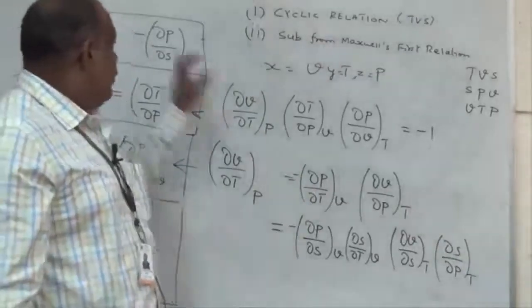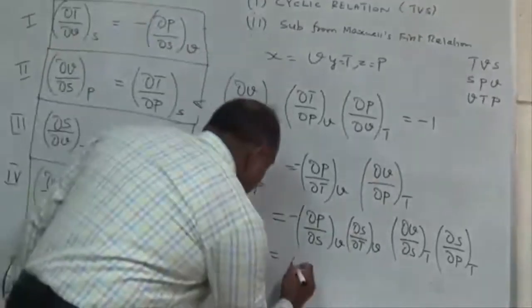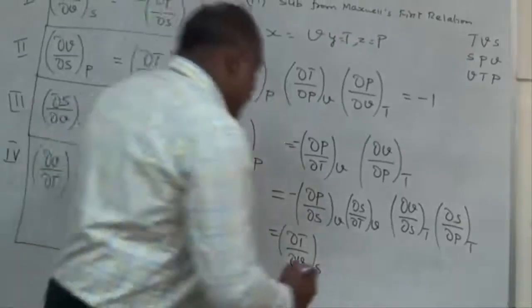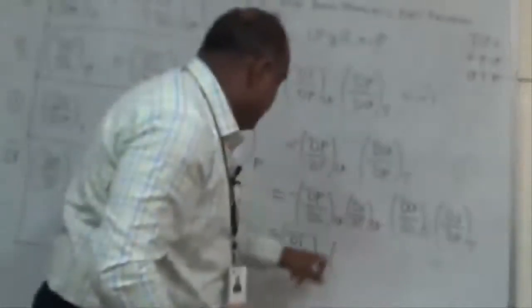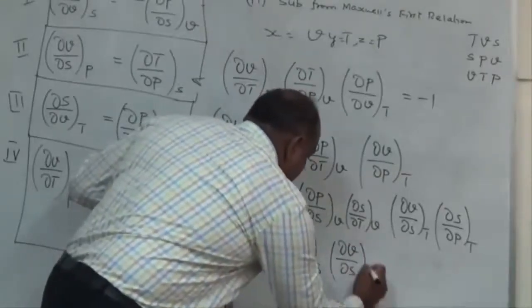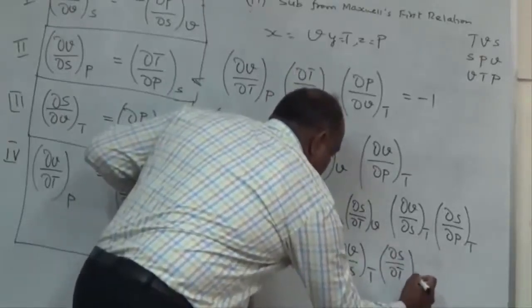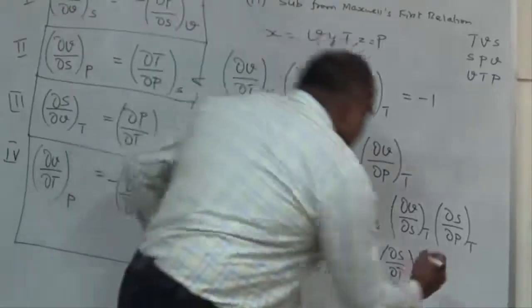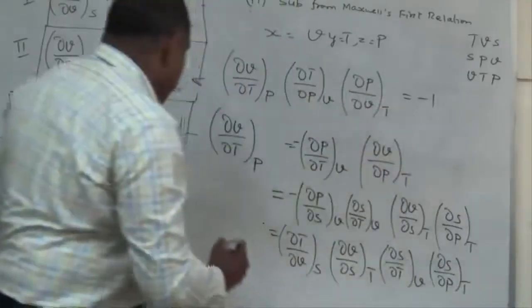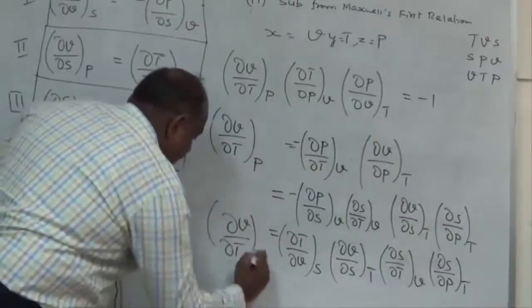So the second step after writing the cyclic relation is to substitute the value from the Maxwell's first relation. So this value will become ∂T/∂V at S into, now I am writing the third term as my second term, there is nothing wrong, ∂V/∂S at a constant T. I am writing the second term as the third term, ∂S/∂T at constant volume into ∂S/∂P at T. What is the left hand side? It is ∂V/∂T at P.